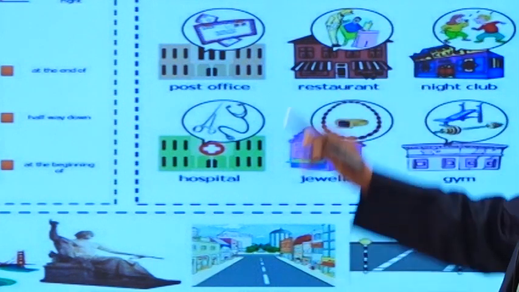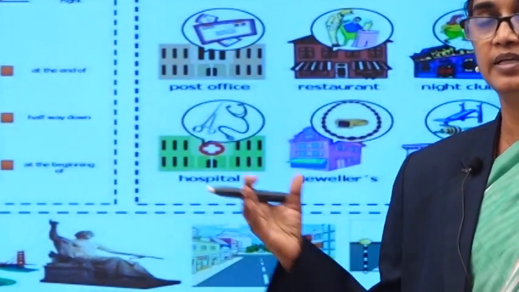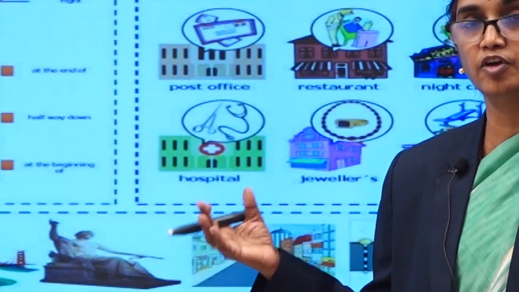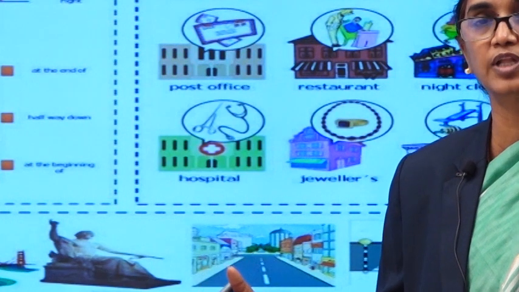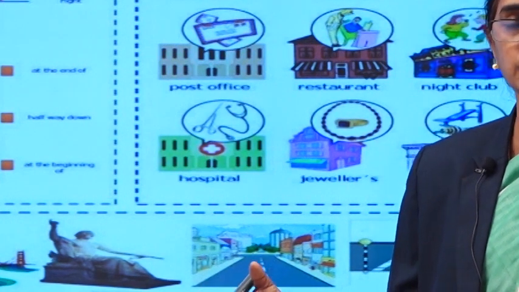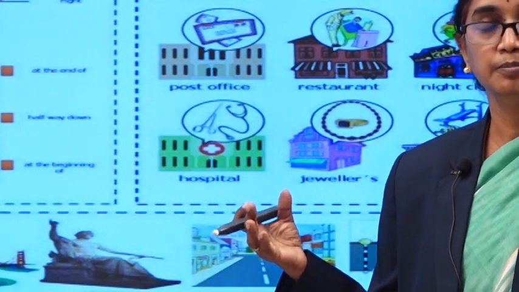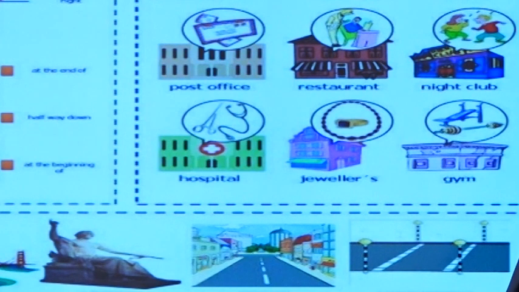So here these will come in handy. You need to master them so that when you're referring, in the context of functional English, to places and to ways to get to those places, showing directions to someone, you will use these prepositions of movement as well as location as well as time. This is a very important skill to master.